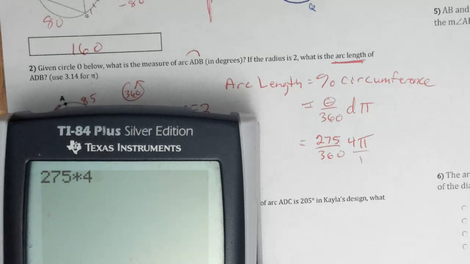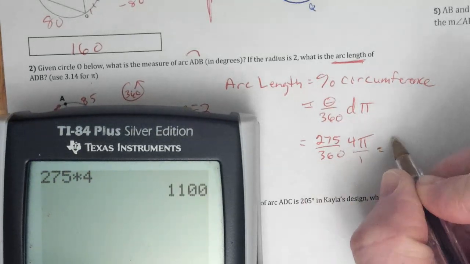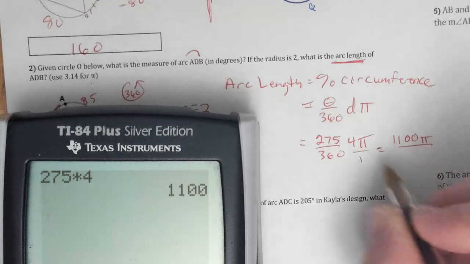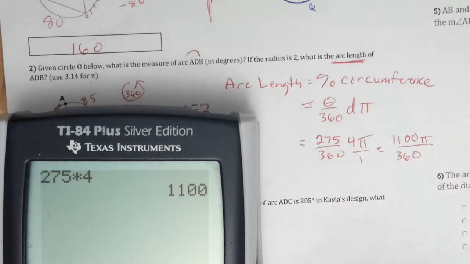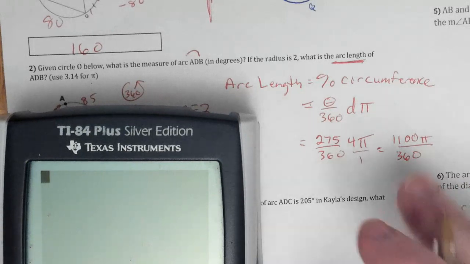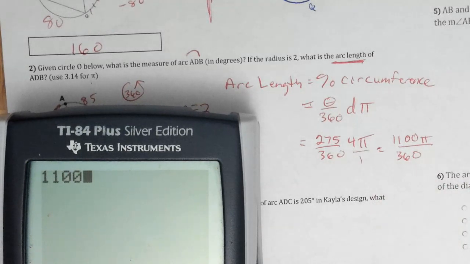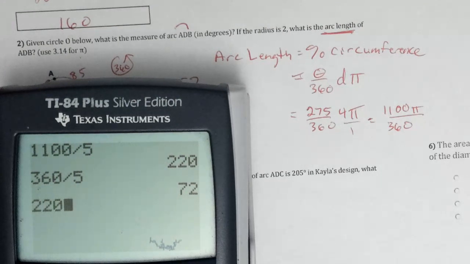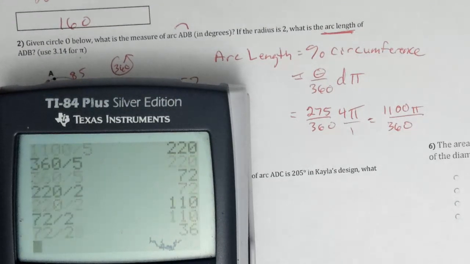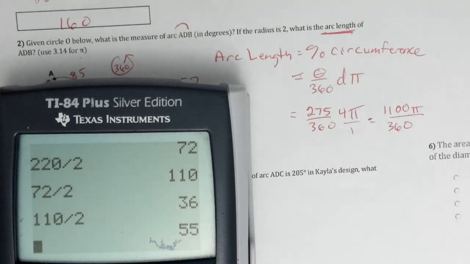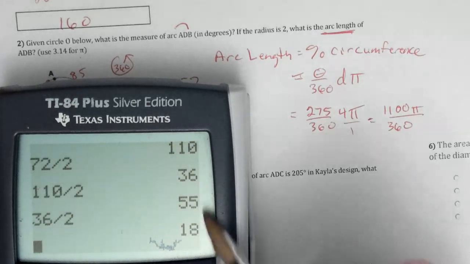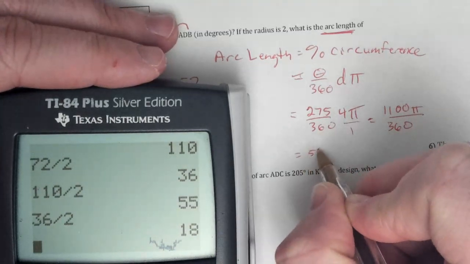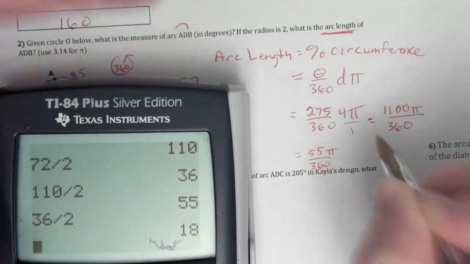275 times 4. So we get 1100 pi, and then over here is still 360. If you simplify that, 1100, I know I can take out a 5, and 360 I can take out a 5. Okay, I can take out another 2 out of both of those, so 220 divided by 2 and 72 divided by 2. Oh, I can take out another 2, so 110 divided by 2 and 36 divided by 2. There we go, that's as far as I can go. So I would get 55 pi over 360. All I did was simplify.